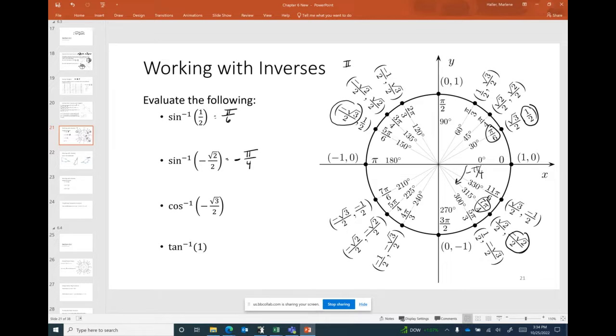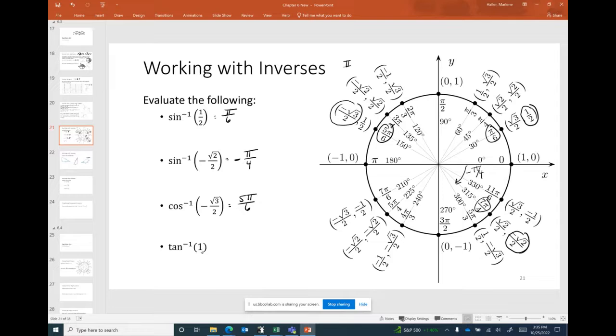So it looks like 5 pi/6 is the angle that we want for inverse cosine of -√3/2. Okay, so again, we can only look in quadrants 1 and 2 for the cosine. We don't have any negative cosines over here in quadrant 1.